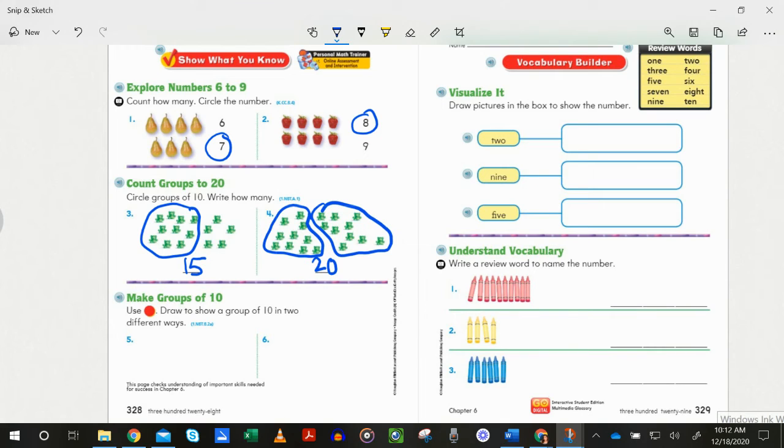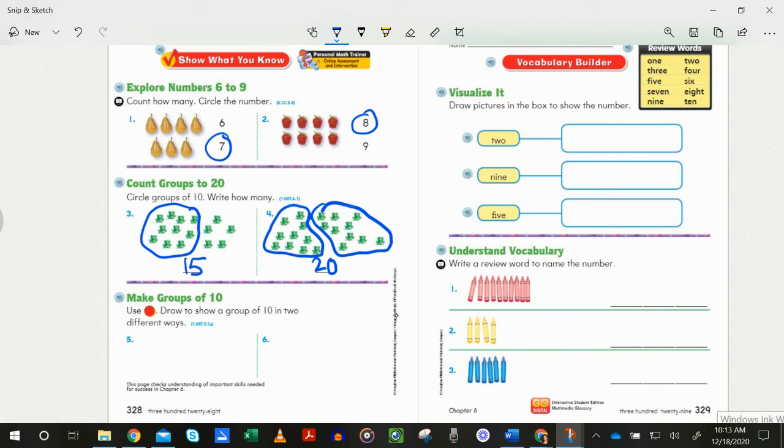Okay, and then number 5 and number 6, there are lots of ways to make 10. So if you can double check and make sure that you really do have 10 for both 5 and 6, then you get that star as well, okay? But always double check your work, okay? And then over here on the second page with the vocabulary, it says we have the number 2. So just draw a quick picture of 2 items.